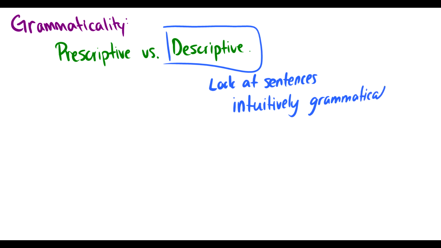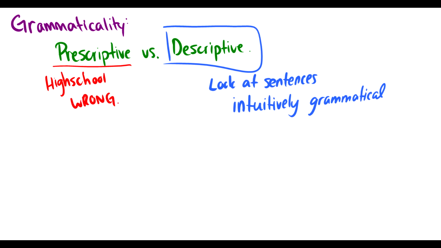So, for instance, the sentence, I ain't got no love for Iggy Azalea, that's grammatical. And you're thinking, hold on a second, you said, I ain't got no love. That's not grammatical. No, that is what we call prescriptive grammar. This is what high school teachers teach you. And this sort of grammar is wrong.